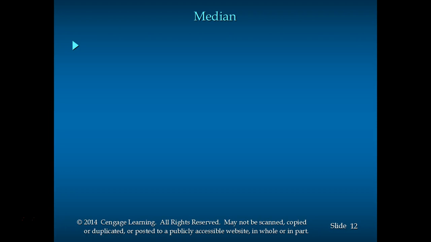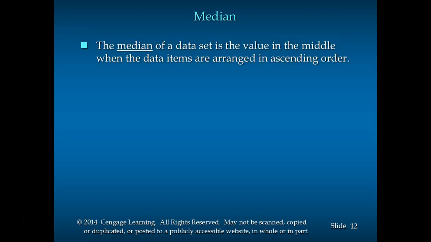So this is enough for this. The next one is the median. The median of a data set is the value in the middle when the data items are arranged in order. So which are the important measures of location? The mean, the median, and perhaps the mode. But the median is also a very important measure of location, the middle value in the data.